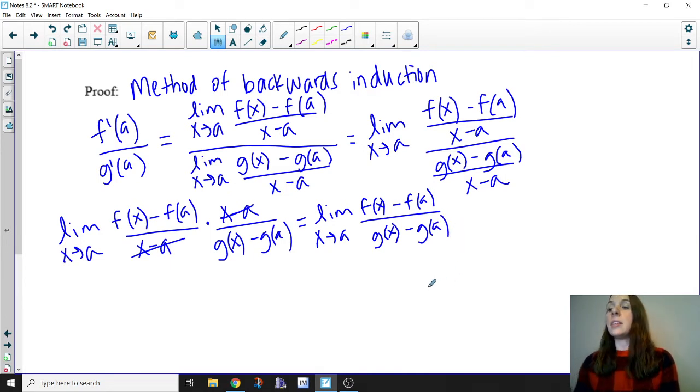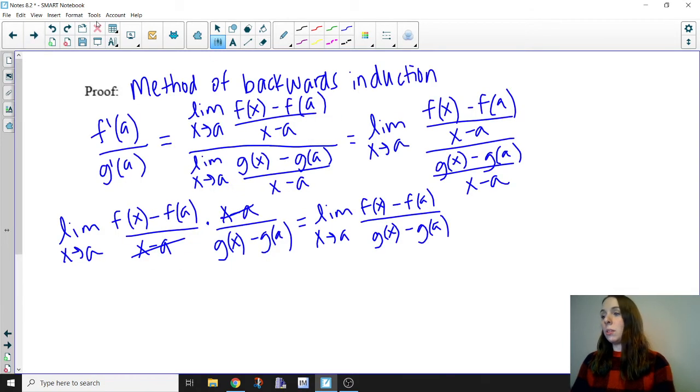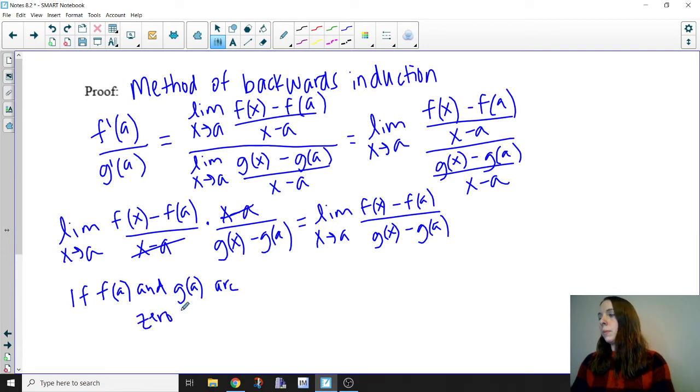Finally, keep in mind that f of a and g of a are 0, right? We assumed that right here. And so we can say that if f of a and g of a are 0, then what we have here is really the limit as x approaches a of f of x over g of x.